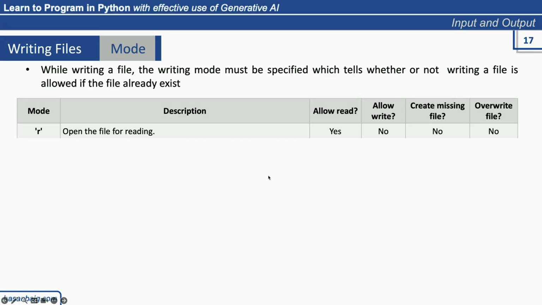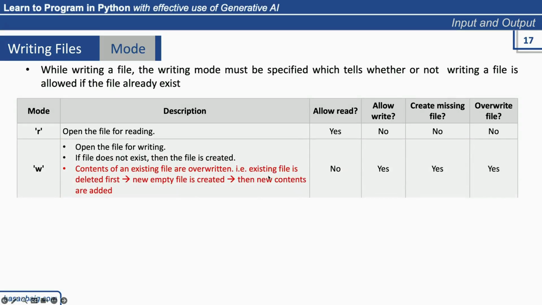Then in W mode, it opens the file for writing. If the file does not exist, it automatically creates it. The piece of caution here: if you are writing data into a file that already exists, all the contents will be wiped out first, okay?